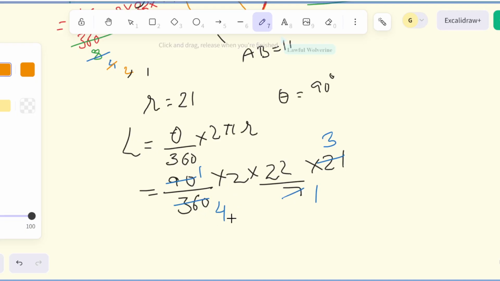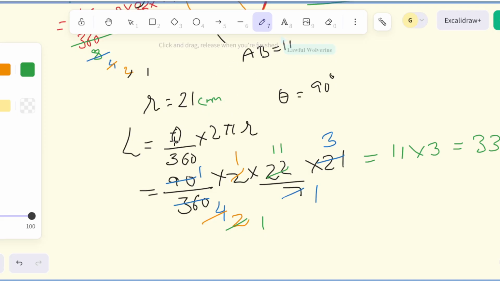Then 2 times 2, 1 times 2, and 1 times 2, 11 times 2. In that way, we got 11 times 3, 33. So if r is 21 and the theta is 90, then the length of the arc will be 33. It all depends, is it centimeter? If this is in centimeters. Units will depend upon the units of the radius, what they have given us.